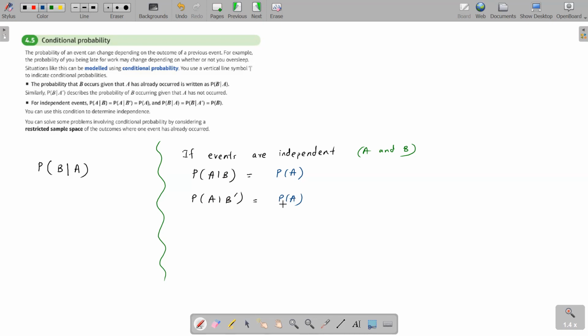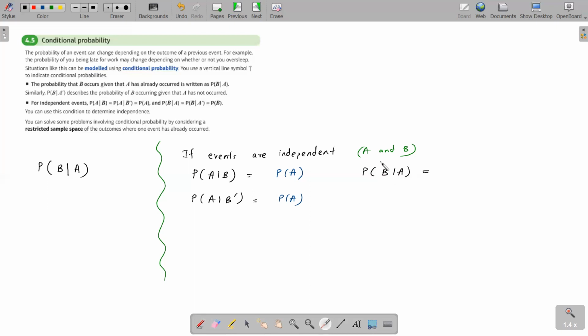Can you guys see what's going on here? Okay, so it doesn't affect A. What if I write it to the other side? Probability of B given A. This is really important, that you understand what happens when you switch the order. So probability of B given A means what?